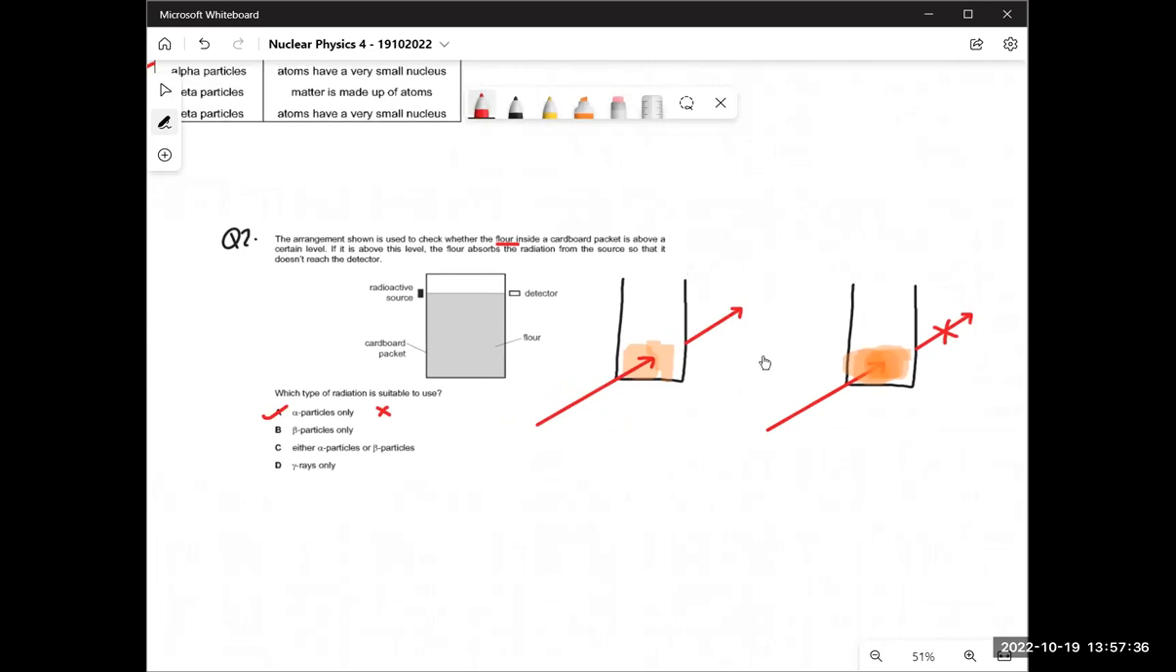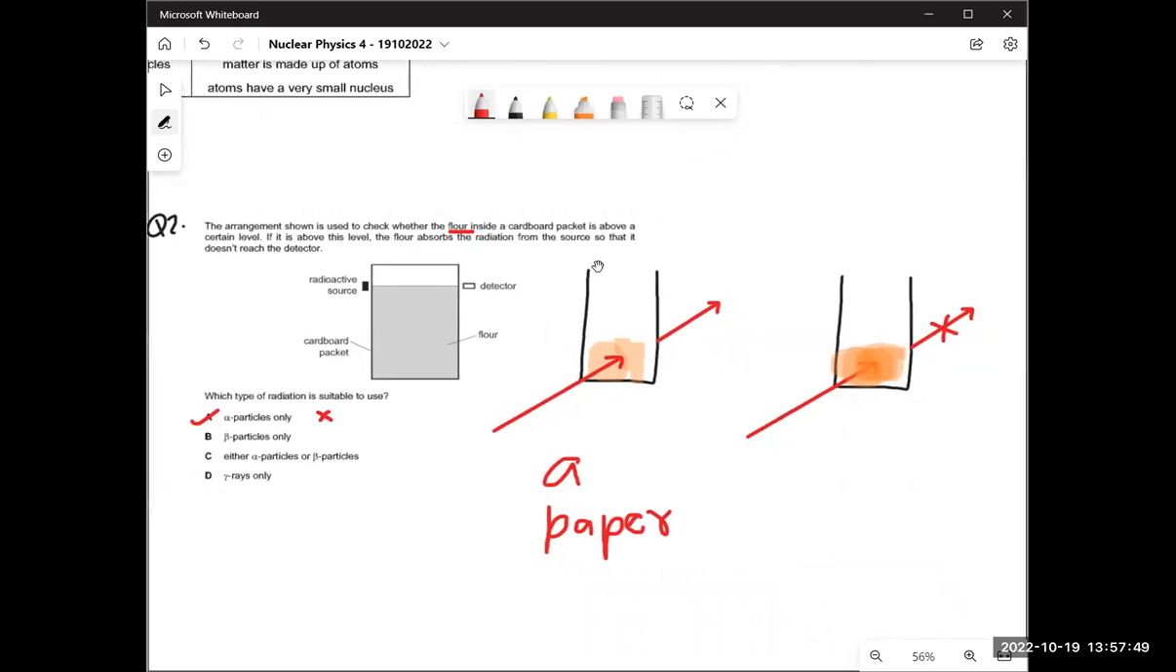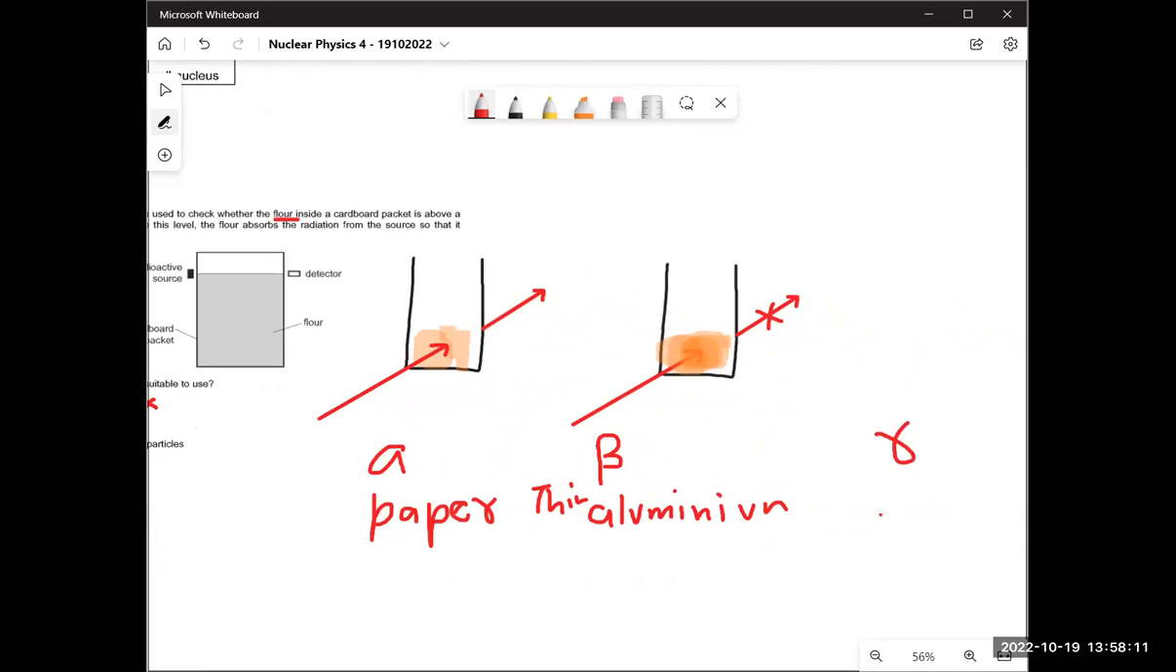Now alpha particle will always be stopped. It's stopped by paper, even when there's less flour. So it won't really work in this case because it will always be stopped. I want my radioactive particle to only stop when there's too much flour and not stop when there's little flour. So tell me, what else can I have? I have beta particles, which are stopped by thin aluminium. And then I have the last option, gamma, which is never stopped.